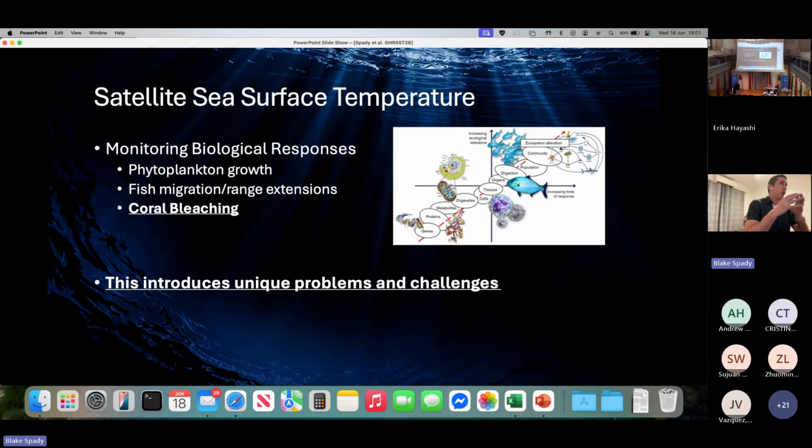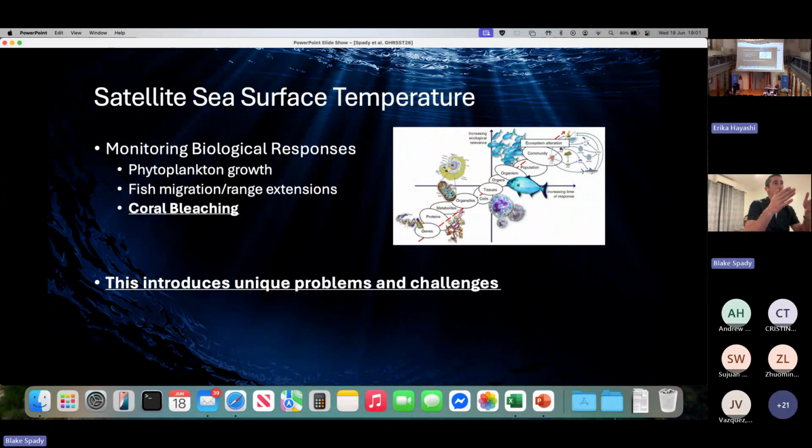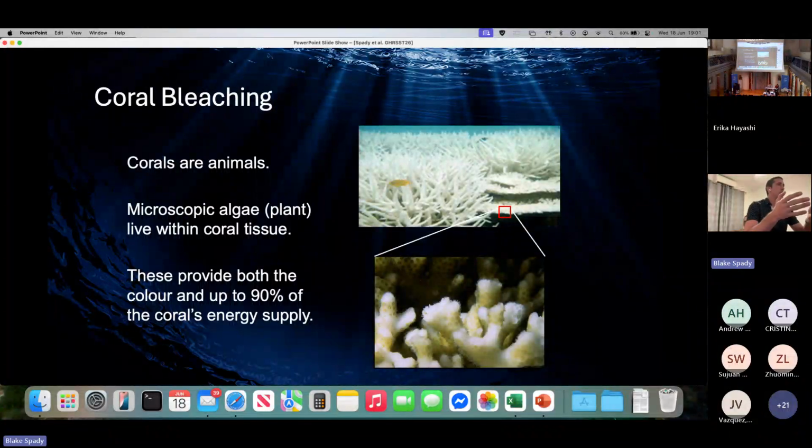With myself, what we're looking at is obviously corals and coral bleaching. So we're not only looking at various individuals within a species, but we're looking at several individuals within several species on a reef. So this can be even more problematic. So very, very briefly, I'll give an overview of coral bleaching here.